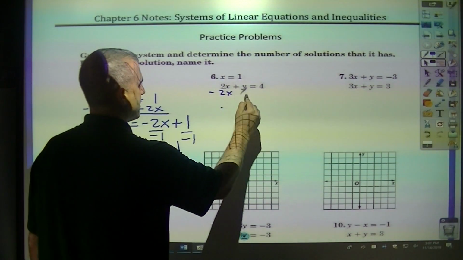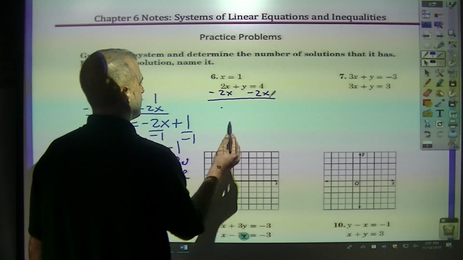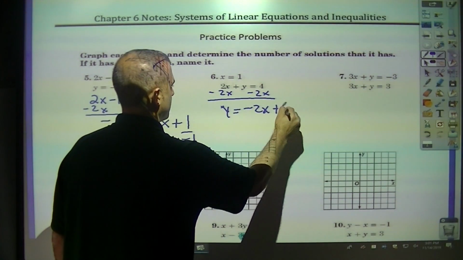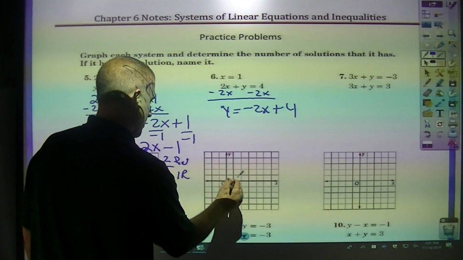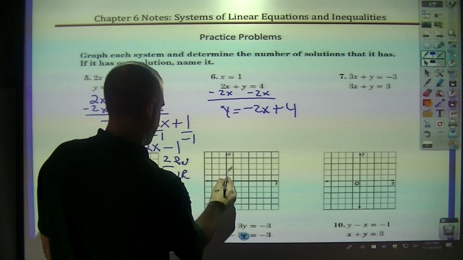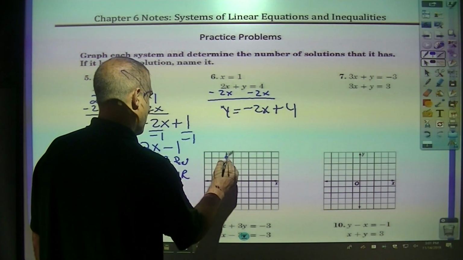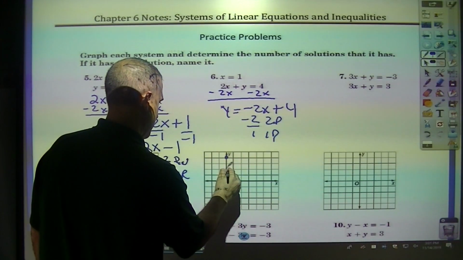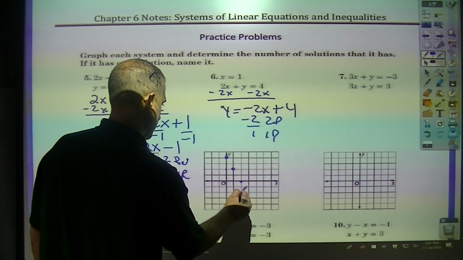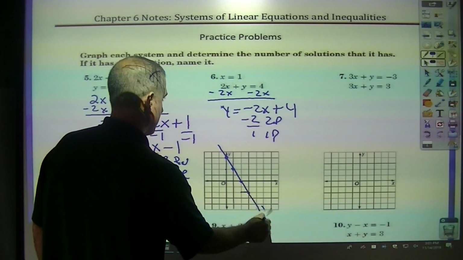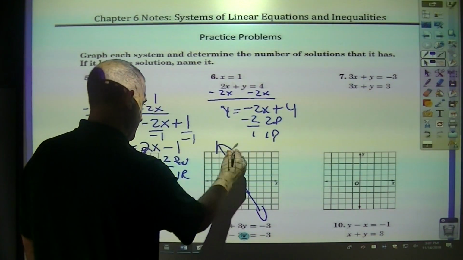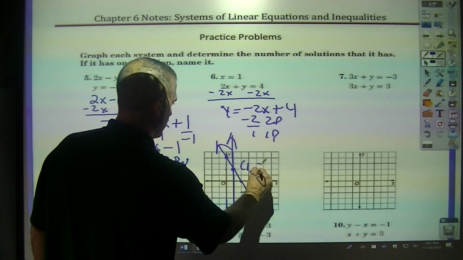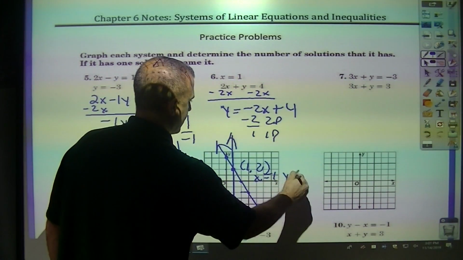So what I have to do is I just have to subtract 2x, subtract 2x. Okay? So I'm going to get y equals -2x plus 4. Okay? So I would start, here's the y-axis. 1, 2, 3, 4. -2 over 1, so 2 down, 1 right. So 2 down, 1 right, 2 down, 1 right. Okay? X equals 1 would be right here. So that's going to intersect at 1, 2, or x equals 1 and y equals 2.